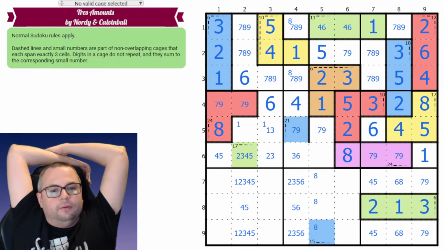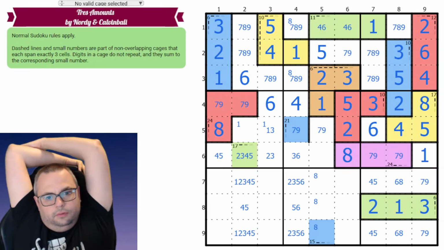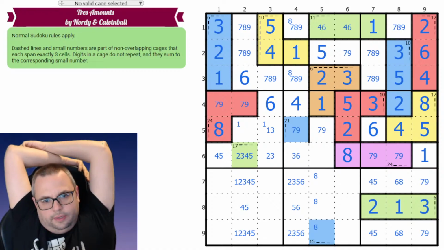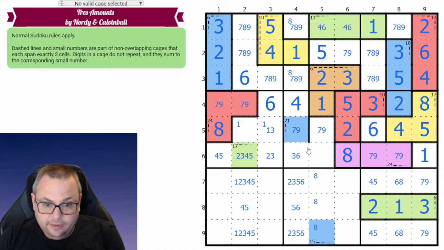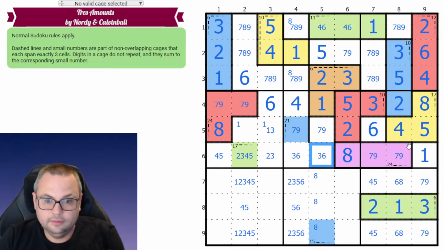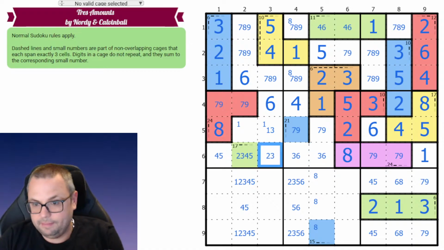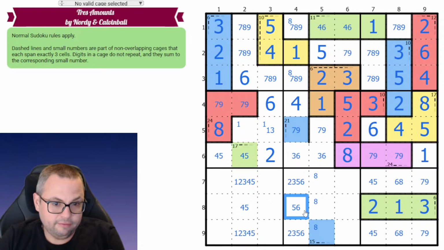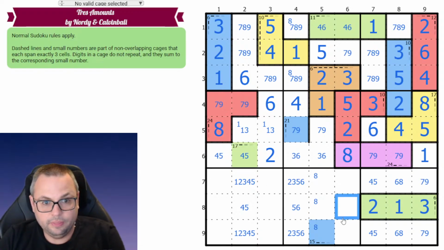Let's see, this is a 3 or a 6, just for the record. And if that's a 3 or a 6, then that makes that a 2, and makes this a 4-5 pair. So this is a 1-3.